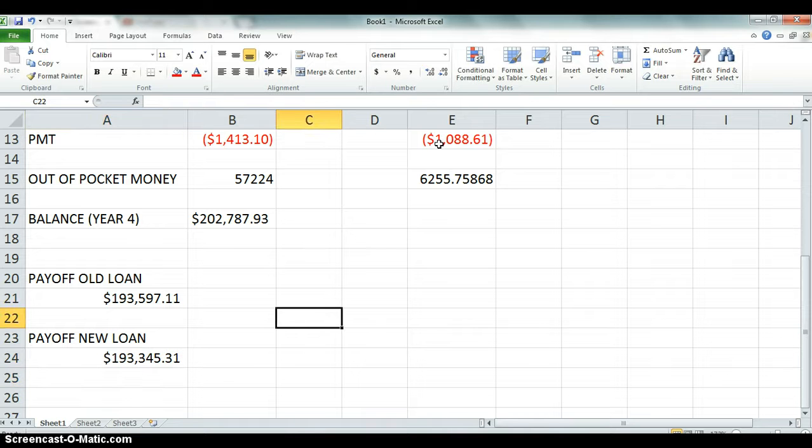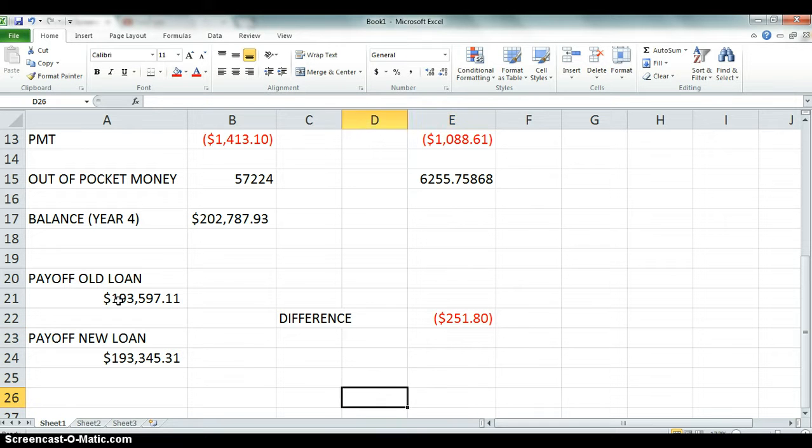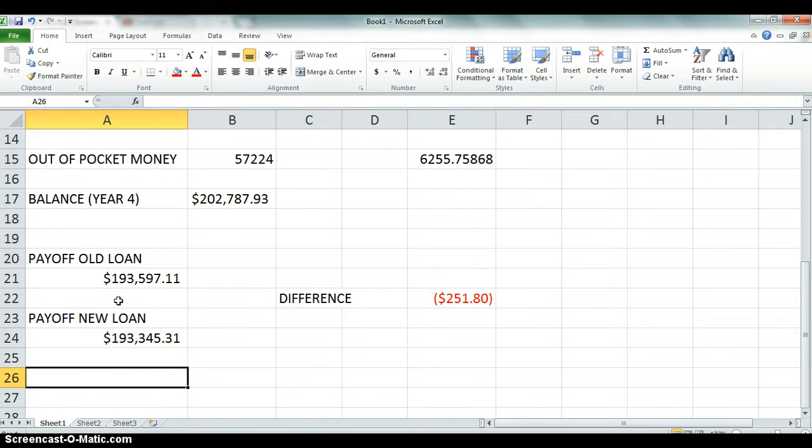Now we will calculate the difference of the payoff. We will do new loan minus old loan, and if the difference is a negative number, that means it's a positive thing. It's a positive cash flow in our cash flow reference that we will build right now. So now we have all the information that we need to start building our cash flows.